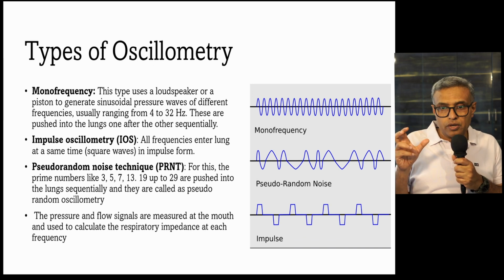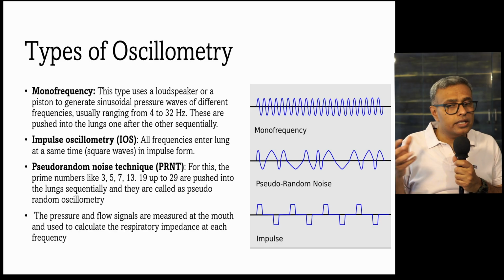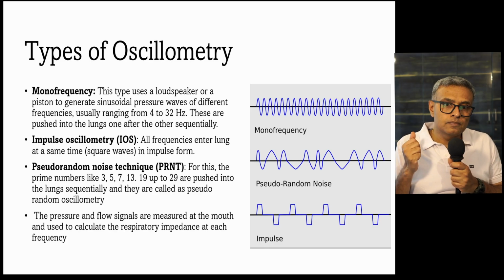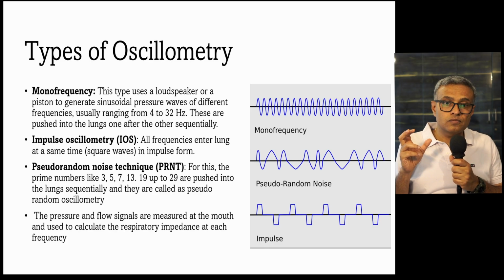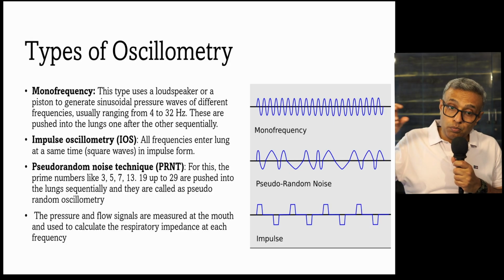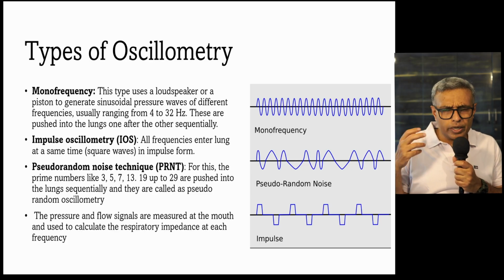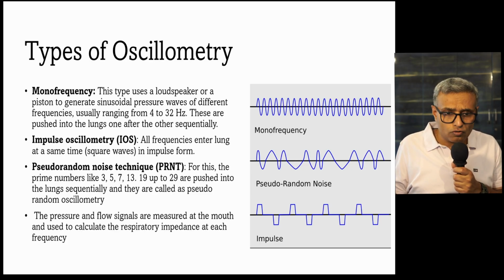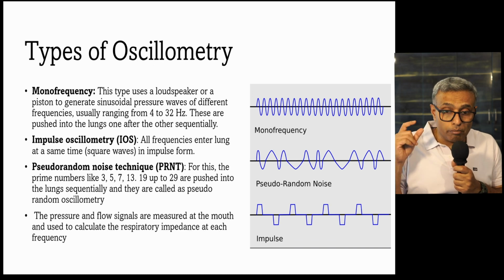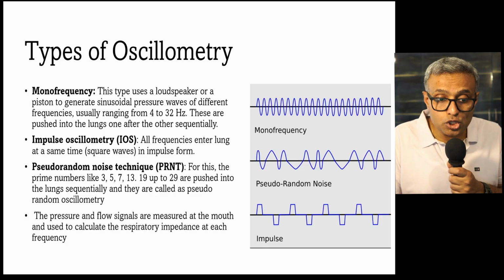Whereas in impulse oscillometry, all the frequencies enter the lung at the same time in an impulse form. Jaeger was the first company, somewhere in the 1980s, to manufacture this and call it impulse oscillometry. Pseudo-random noise is where prime-numbered frequencies, like 3, 5, 7, 19 and so on, are pushed into the lung sequentially, and that's why it's called pseudo-random oscillometry. They have a different reason why it is done, so let's not go into details of all that. The pressure and flow signals are measured at the mouth and used to calculate the respiratory impedance at each frequency.